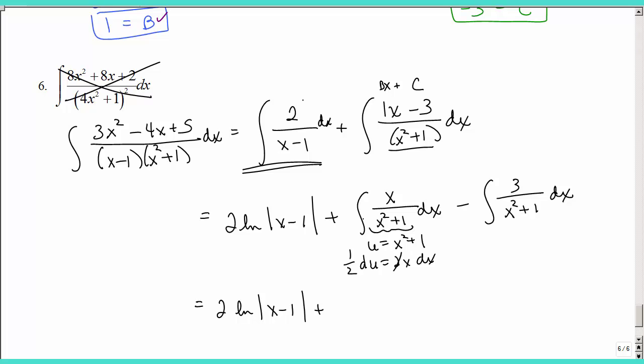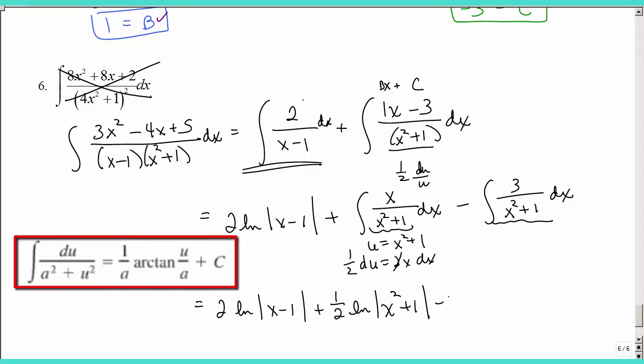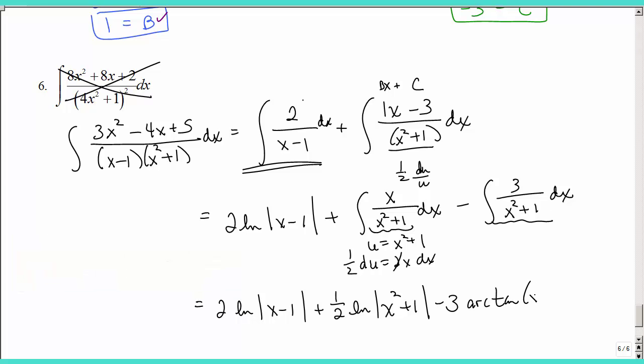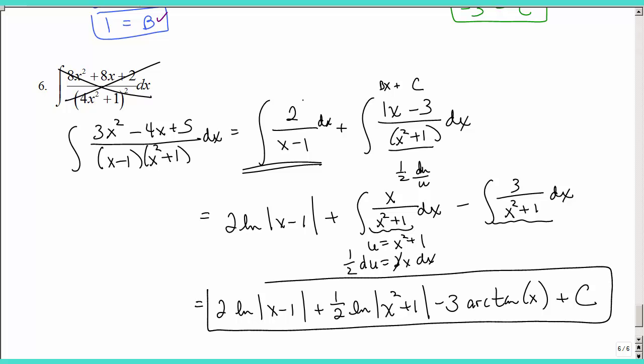So what do I have? I really have du over u with an extra 1/2. So I'm back to the natural logarithm, so that's 1/2 times the natural log of x squared plus 1. But what the heck is this? I can't do the same thing. It's not natural log. You have to recognize that as arctan. So this is negative 3 times the arctan of x over 1 plus c. A little different, but not really that hard.